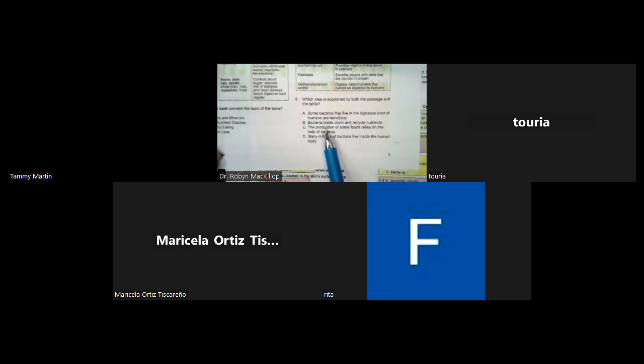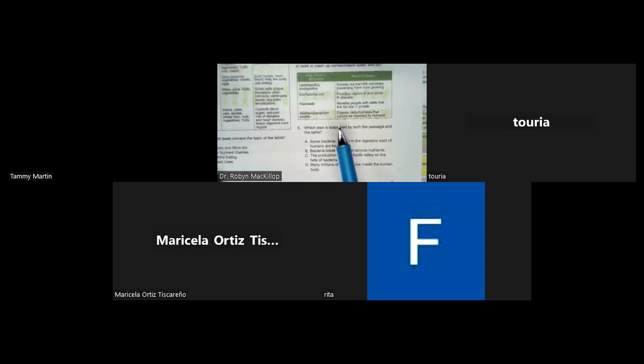So does that help us? We've got some bacteria that live in the digestive tract of humans is beneficial. Bacteria break down and recycle nutrients. The production of some food relies on the help of bacteria, or many millions of bacteria live inside the human body. All of these are fairly true.